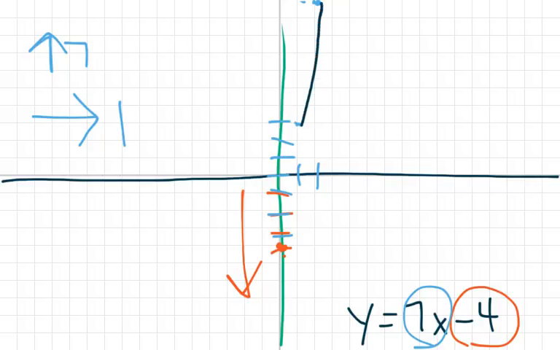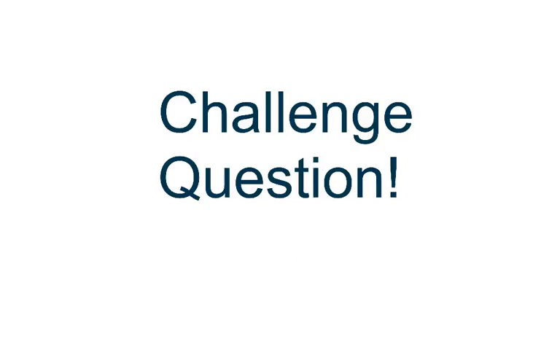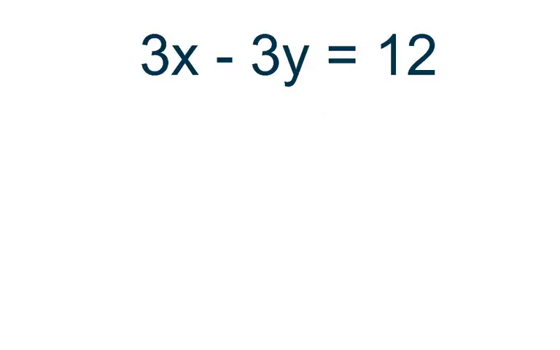So I'm going to graph this, put arrows on the end of it, and I have a very steep positive slope. So now it's time for our challenge question. Our challenge question goes along with a linear equation that's been mixed up. So I have to make sure that I'm solving for the y equals mx plus b.